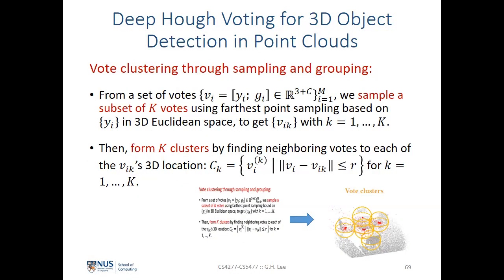What happens here is that for the set of votes, because I have n number of votes here, I'm going to sample k votes, which is a k subset, using FPS, furthest point sampling, to get the k number of votes. Then I'm going to form k clusters. Each one of these k votes that I selected using furthest point sampling, I'm going to use as a centroid, and then find all the other votes that are within a radius of R from it.